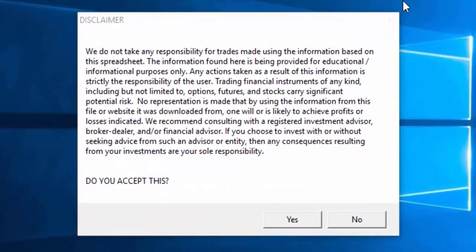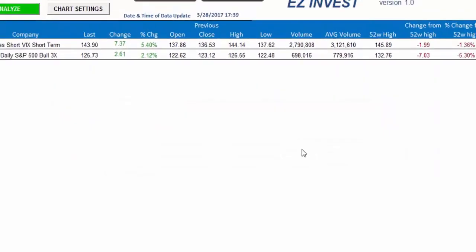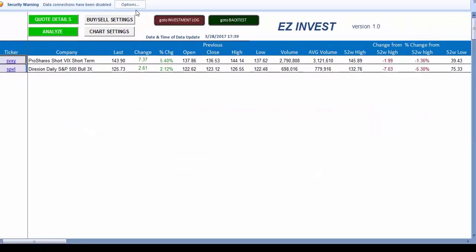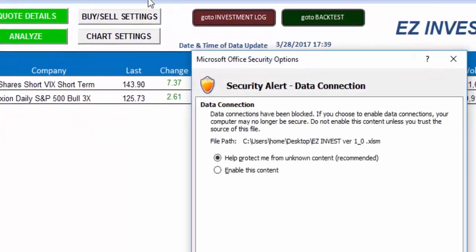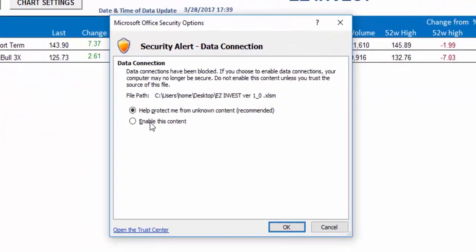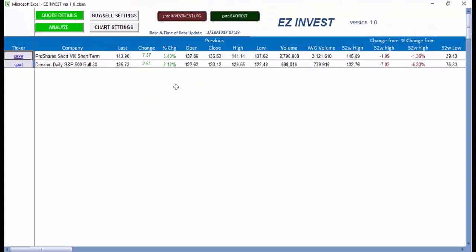After you install and register EZ-Invest, you can launch the program. First it'll come up with a disclaimer. When you come up, if you have any security warnings, you need to enable your content because it's going to go out and download symbol history. To make this run, you have to make sure ahead of time that macros are enabled in your macro security settings. If you need to look at how to do that, you can search the internet.